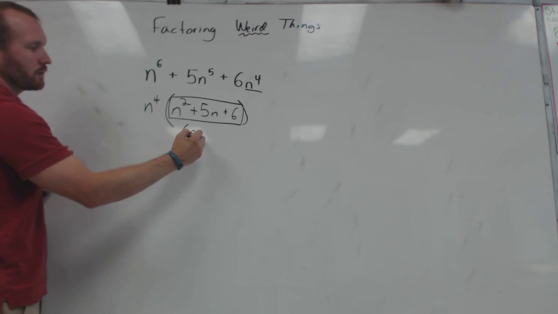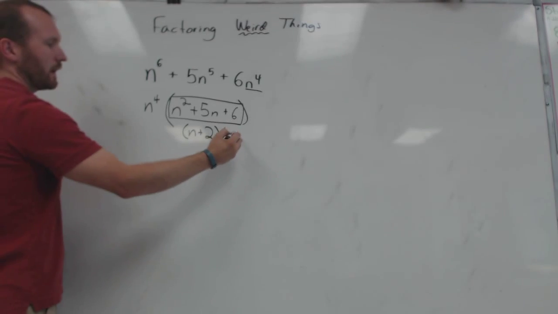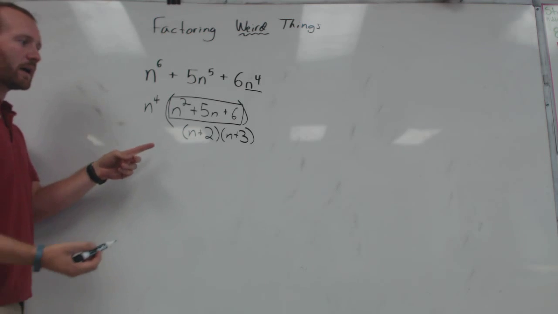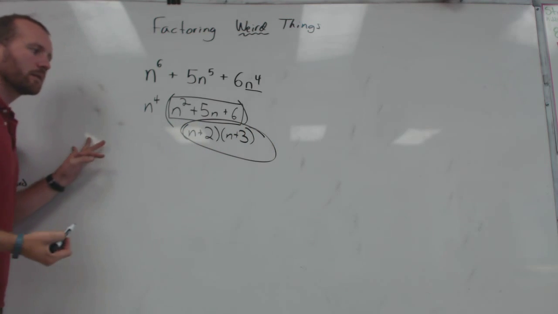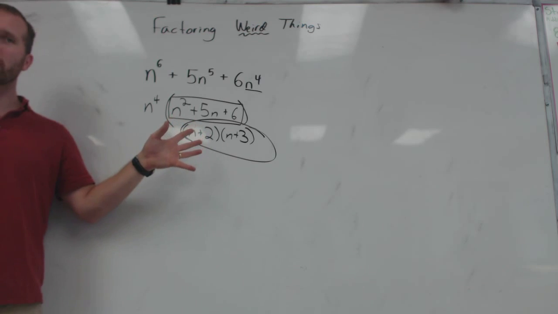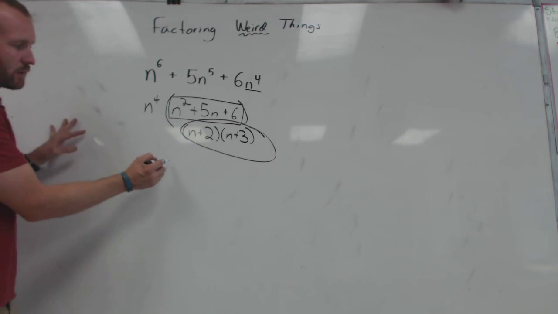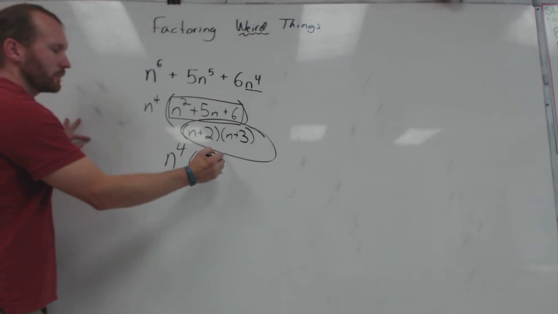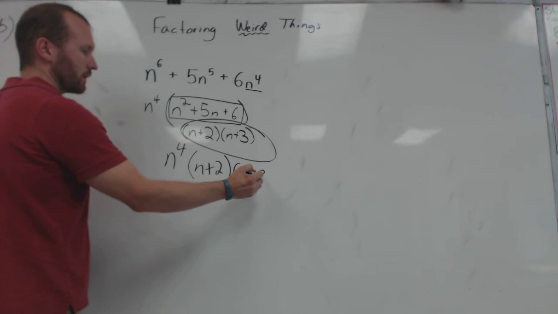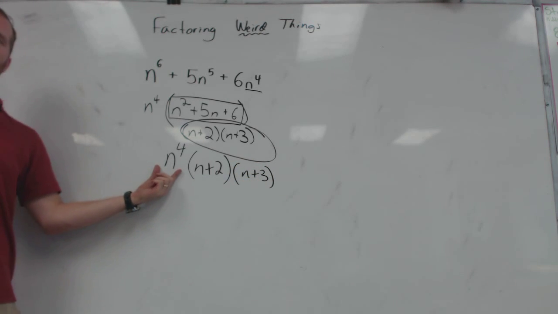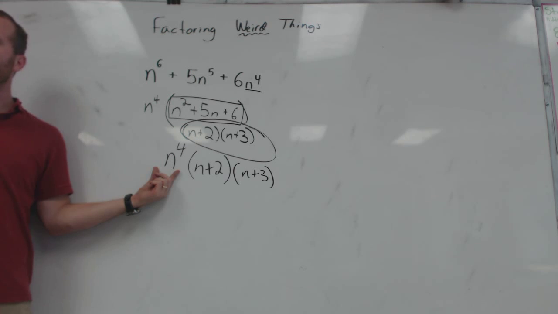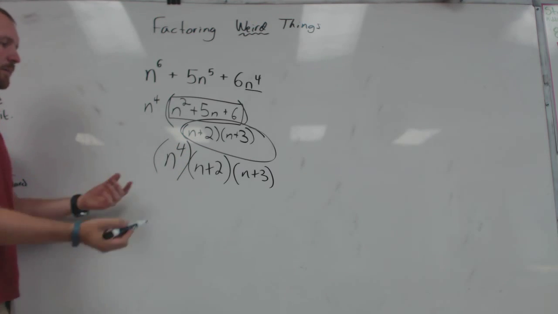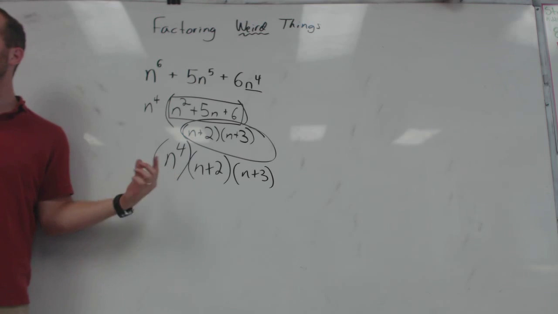Okay, how about 2 and 3? Aha, that works. But if I just circle this, I'm almost there. I forgot my n to the 4th. So our final answer is n to the 4th times n plus 2 times n plus 3. We just have kind of this weird extra thing hanging off the front. And just like in the last one, it's only one term, so we can put the parentheses, but we certainly don't have to put the parentheses.